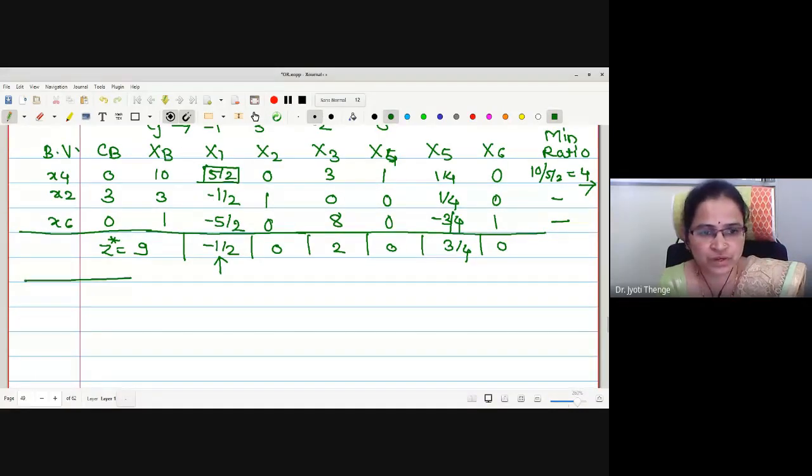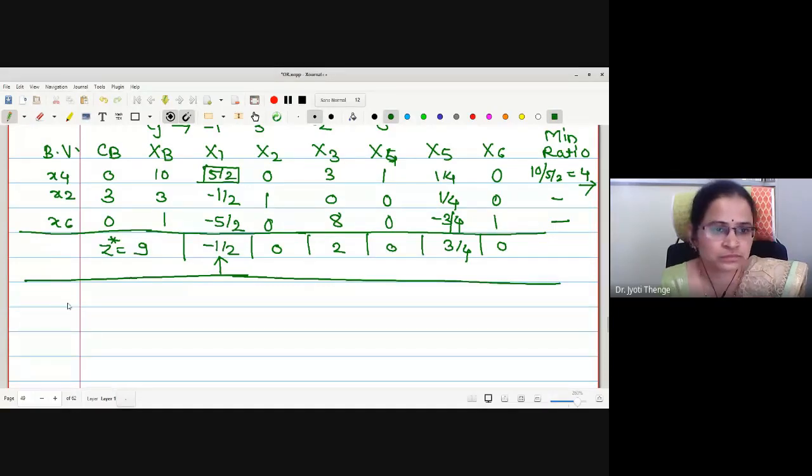Now I will just write all the entries. Now the basic variables are, instead of X4, we have to write X1, X2 and X6. The costs of these variables will be minus 1, 3 and 0. I will write the remaining entries directly now. This is 4, 5, 11.